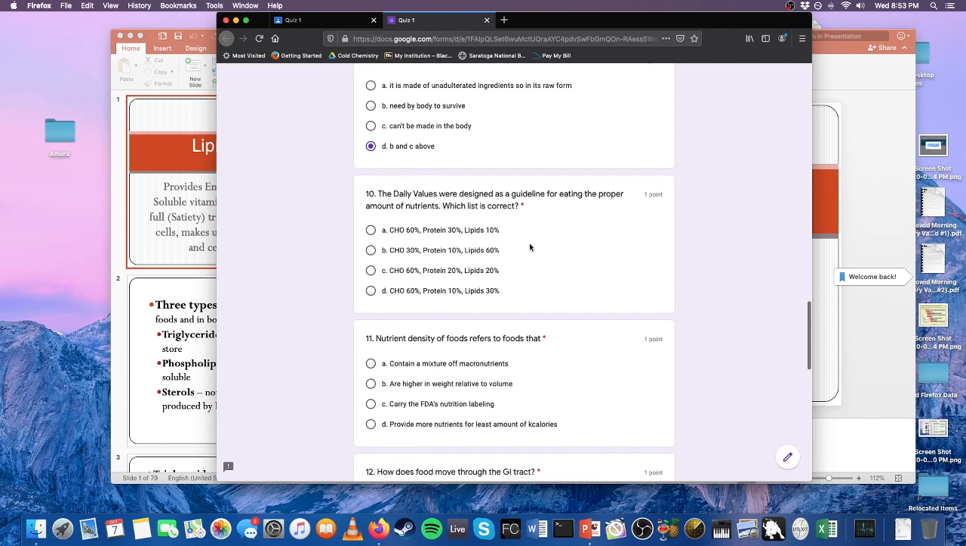Question 10. The daily values were assigned as a guideline for eating the proper amount of nutrients. Which list is correct? So we studied in class that you need at least 60% carbohydrates, 30% lipids, and 10% proteins in your diet, which is answer D.